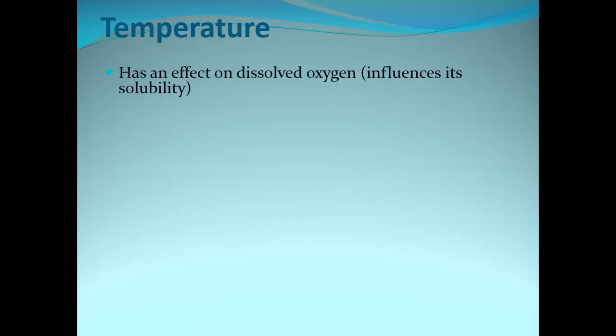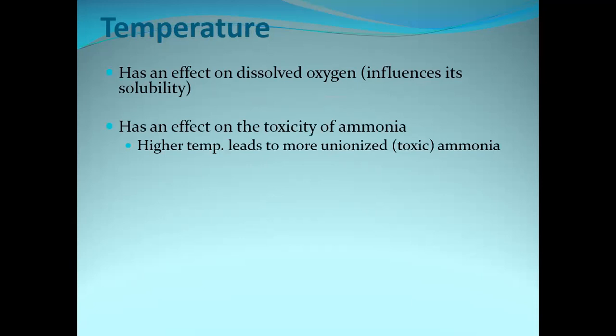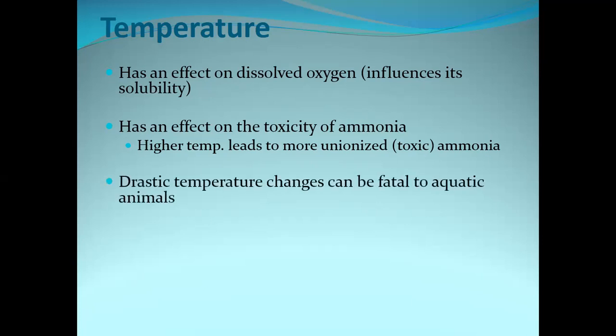Right? So again, I mentioned that temperature affects dissolved oxygen, right? It affects the toxicity of ammonia as well. Ammonia is already bad on its own, right? But if you have higher temperatures, the ammonia can take a form that will be even more toxic to fish, right? So drastic temperature changes can be fatal to aquatic animals as well.